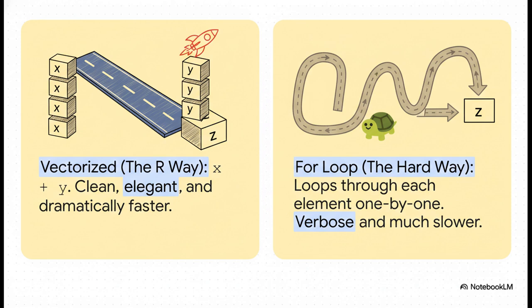On the right, you see a for loop. If you've programmed in other languages, this probably looks familiar. It goes through each element one by one. And yeah, it works, but it's kind of clunky and long. Now look at the left. That is the R way.